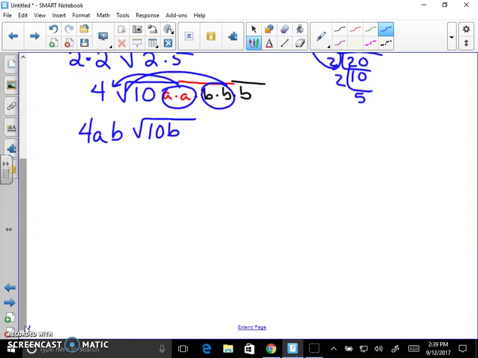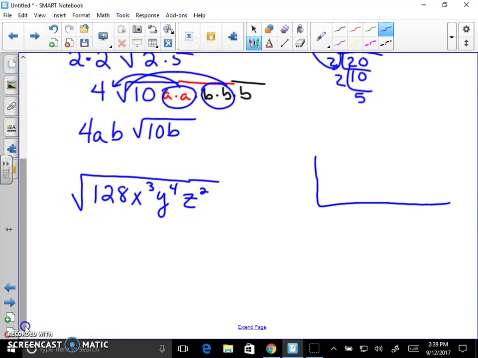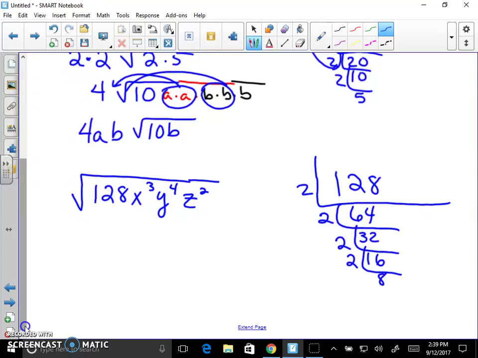Okay, we'll try one more. So the square root of 128, x to the third, y to the fourth, and z squared. Again, do upside down division. Divide by 2. Divide by 2. Divide by 2. By 2. Divide by 2. And divide by 2. Again, find your pairs.